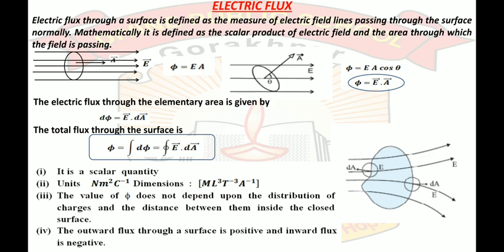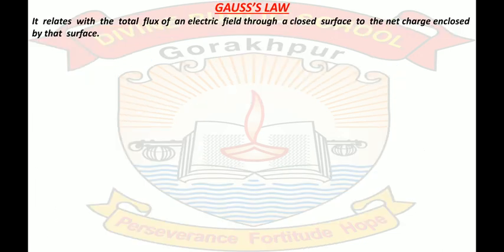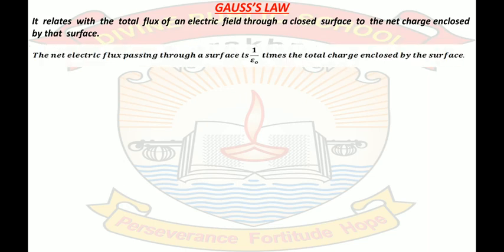Okay. Now let us start Gauss law. What is Gauss law and what does it do? Gauss law basically relates the total flux of an electric field through a closed surface to the net charge enclosed by that surface, meaning electric flux and the charge which is enclosed by the surface. Its statement is: the net electric flux passing through a surface is 1 upon epsilon naught times the total charge enclosed by the surface.